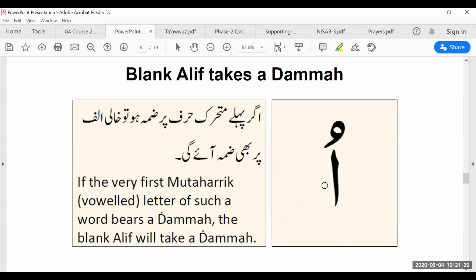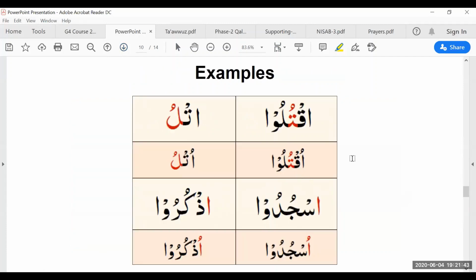Now, lastly, when does the blank alif take a Dammah? If the very first mutaharrik letter of a word bears a Dammah, the blank alif will also take a Dammah. Let's look at some examples. Here the first letter is Qaf, but it's Sakin, so we look at the next letter, which is Ta, and it is carrying a Dammah. Therefore, the alif will also take a Dammah, as we can see here.